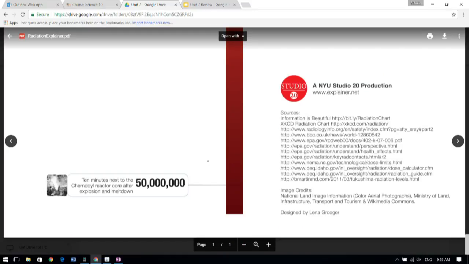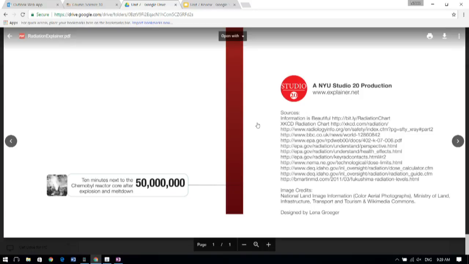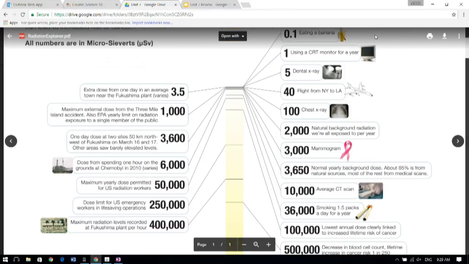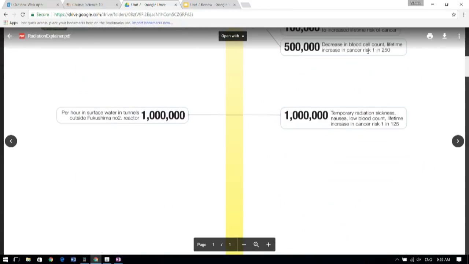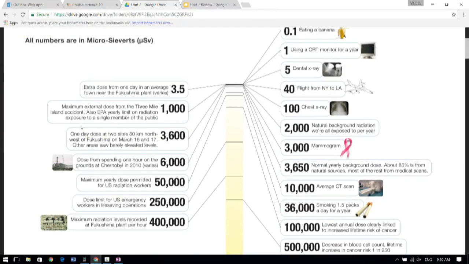And then if you were standing next to the Chernobyl reactor as it was melting down, you would have got a dose of 50 million. So that's 10 minutes next to the reactor during the meltdown. So just to contrast that with the Fukushima one, this is 50 million. The Fukushima one, 2011, would have been about 1 million. And then the Three Mile Island one just released, the 5,000 or 6,000, sorry.